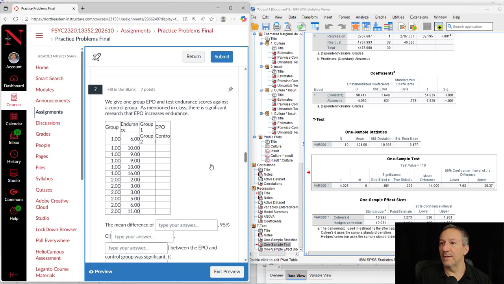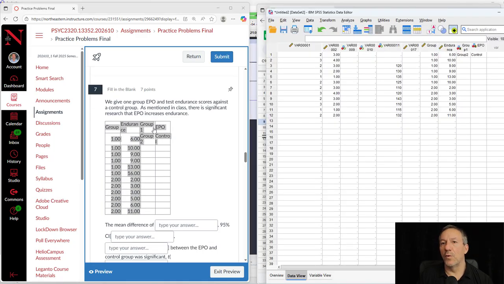Okay, moving right along. I copied all this over for, if you're using SPSS, you don't need this group 1 and group 2 and the EPO and the control. It's for the Excel sheet for people that want to use that. And maybe I'll show you this one in Excel as well.